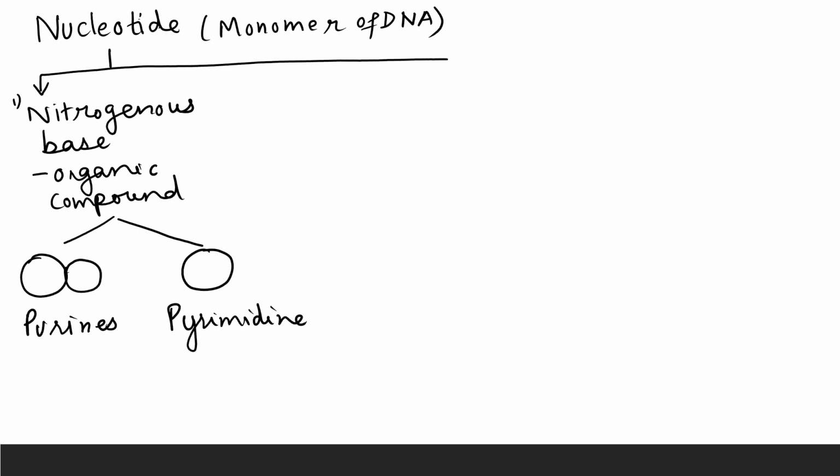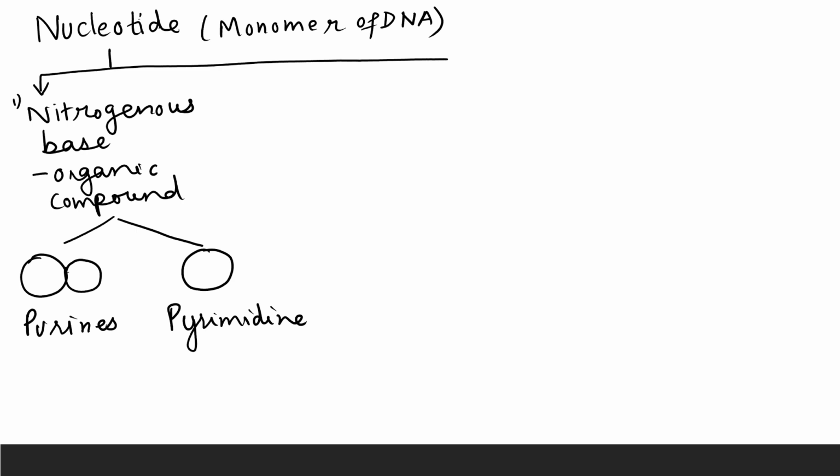Again, what we are talking about? We are talking about one monomer of DNA, right? That is a nucleotide, right? So nucleotide is further made up of three things, right? One nucleotide needs three things so that we can make a structure of a nucleotide. What are those things? Number one is a nitrogenous base, right? And nitrogenous base is what? It is an organic compound, and organic compounds are made up of carbon.